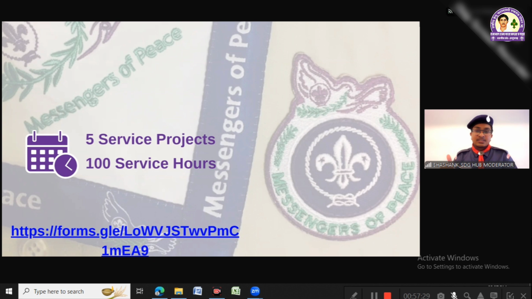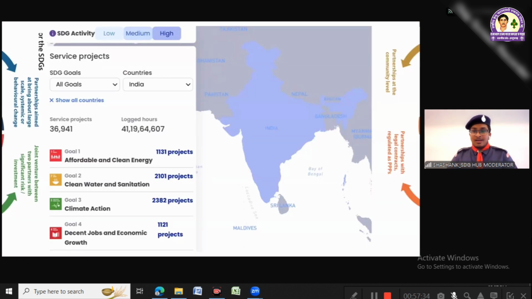Okay, so this is some fun facts about where India stands in SDG Hub. There are many countries which upload a lot of projects and have a lot of service hours. But India is one of those few countries which has logged the maximum number of service hours and has done the majority of the service projects. And we, as the Bharat Scouts and Guides, should be really proud that India has logged more than 41 million service hours and has contributed more than 36,000 projects.